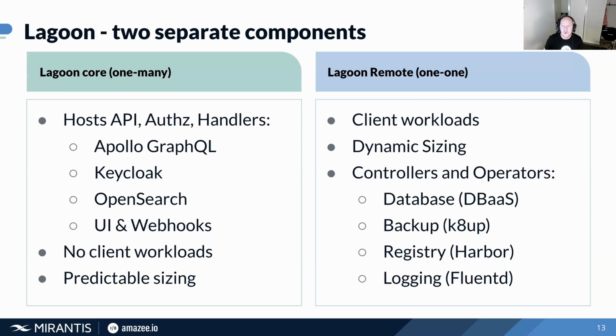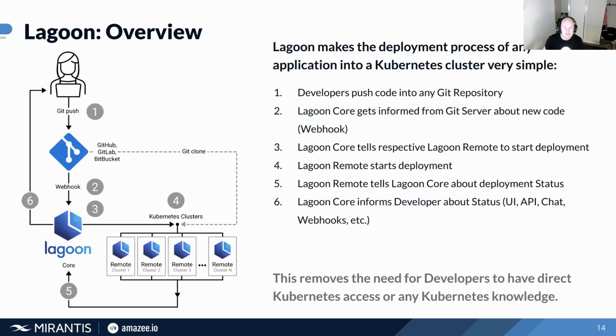And that's why normally we'd recommend to separate them, so you can have a predictably sized core and a fluctuating size remote. A quick overview of how Lagoon works. Developers push code into their Git repo. The Git server sends a webhook through to Lagoon core. Lagoon core knows where that workload either currently lives or should live if it's a new branch. And that respective Lagoon remote will start the deployment.